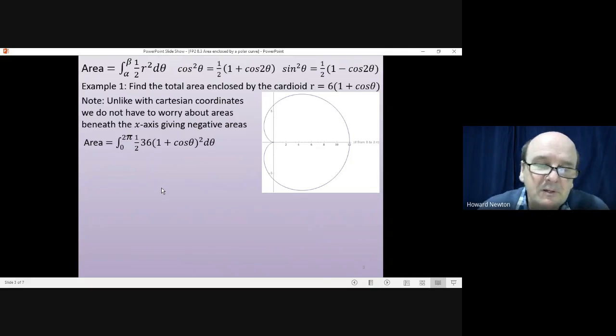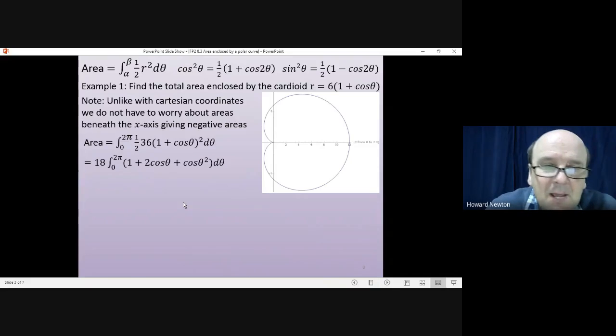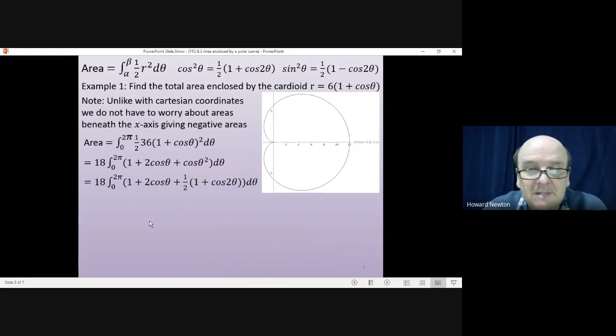Okay, let's have a look at that. In this first line, we've just written down a half r squared. r squared is 6 squared, which is 36, and then 1 plus cos theta squared. Multiplying out the brackets and doing the half times the 36 and taking that out of the integral will give us that. And it's at this point where we need to change the cos squared theta using the trig identity into a half into 1 plus cos 2 theta, just because it's a great deal easier to integrate, that's all.